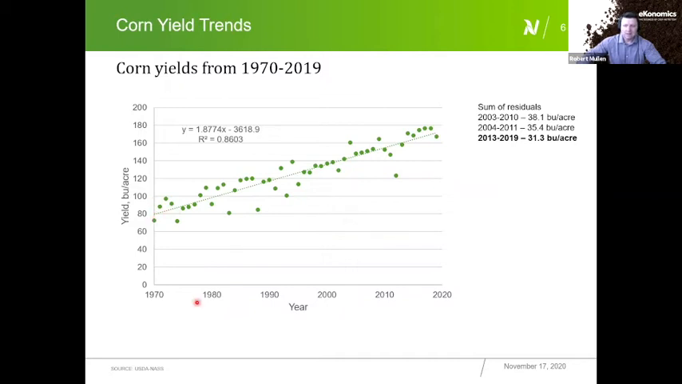Now, again, is time itself the driving factor for increases in yield? No, we recognize, and that was why I made that statement earlier, just because two things are correlated doesn't mean there's a causal relationship.